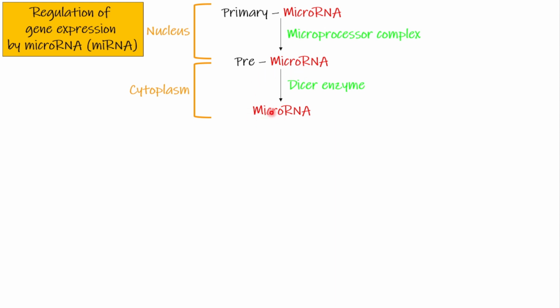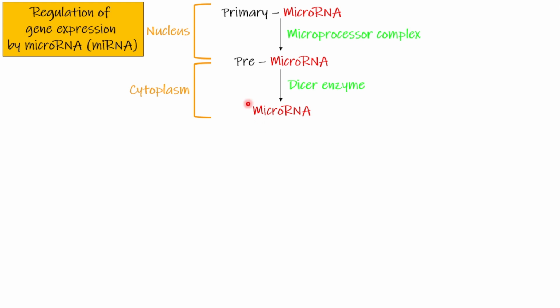So microRNA's first form is primary microRNA, then pre-microRNA is formed, which moves to the cytoplasm from the nucleus, and then the microRNA is formed. Converting primary microRNA into pre-microRNA is done by the microprocessor complex. And what is converting this pre-microRNA into microRNA? That is the Dicer enzyme.